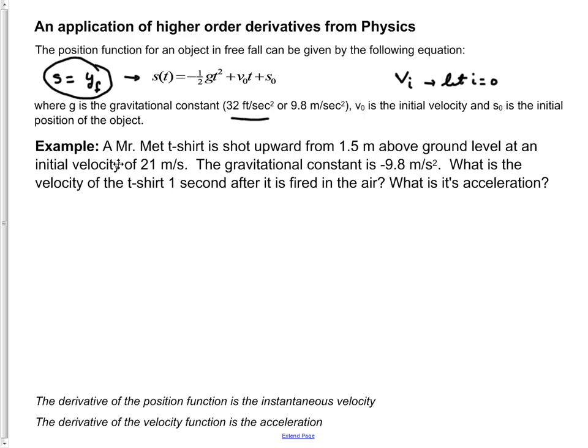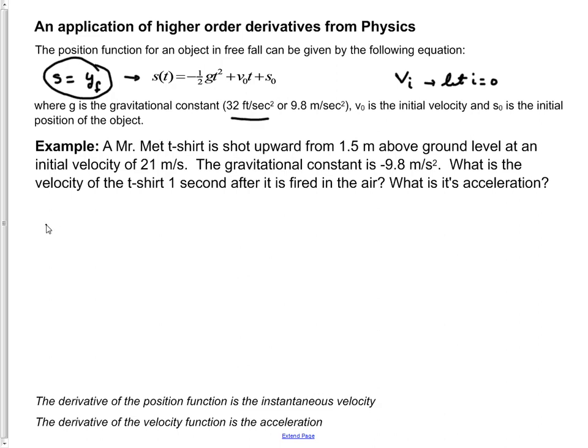A t-shirt is fired upward from 1.5 meters above the ground at an initial velocity of 21 meters per second. The gravitational constant, we're going to say, is negative 9.8 meters per second squared. What is the velocity of the t-shirt after 1 second when it's fired in the air? So here's where we're going to use our derivative.